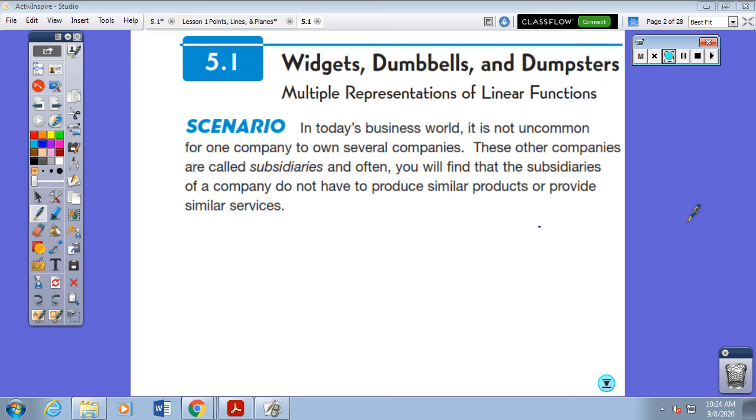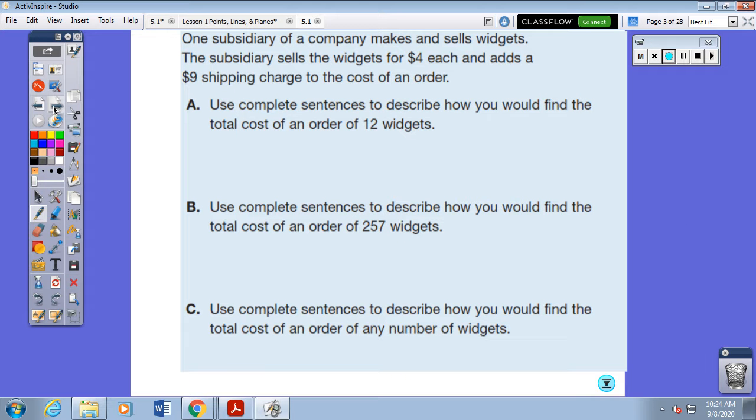Alright, 5.1, we're going to look at multiple representations of linear functions. So in the first scenario, it says, in today's business world, it is not uncommon for one company to own several companies. These other companies are called subsidiaries, and often you will find that subsidiaries of a company do not have to produce a similar product or provide similar services. So we're going to look at different ones today.